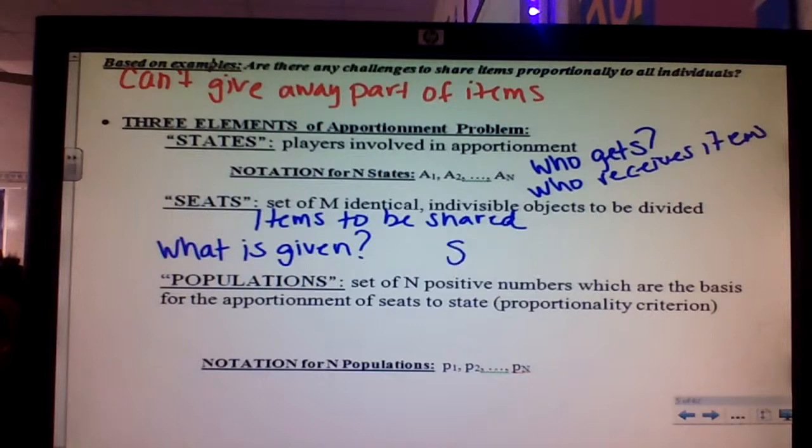Your seats should always be greater than or equal to your states. So if you have 5 people getting items, you have to have at least 5 items to give away. You can't give away 4 because somebody's going to end up with nothing, and that is not fair. So you always have to have enough items for every person to at least get 1.